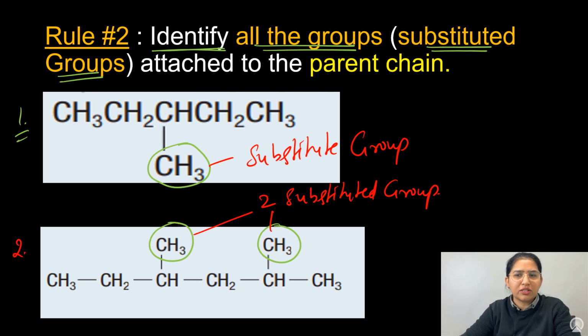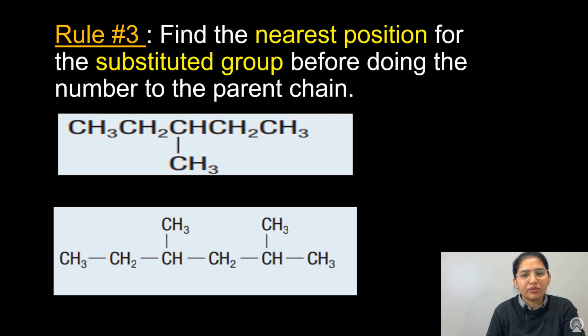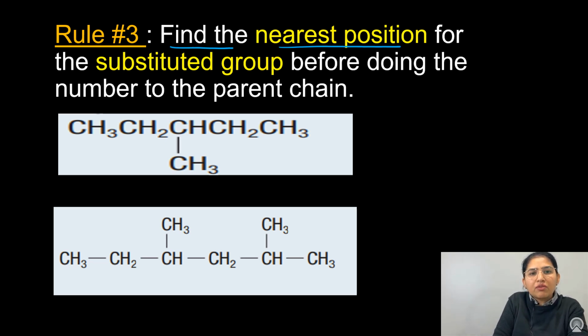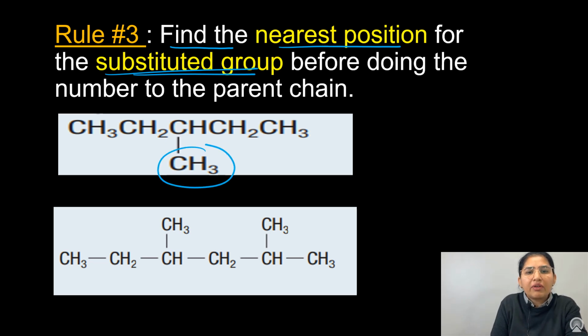Now let's go to the next rule. So what is rule number 3? When we come to rule number 3, it says find the nearest position for the substituted group. Now you may see, as here you have only one substituted group, we have seen the same example before.